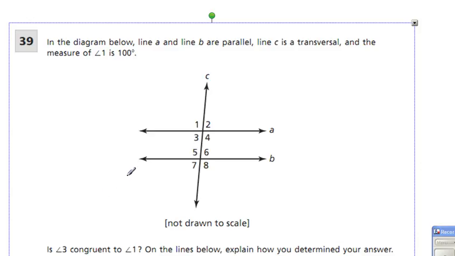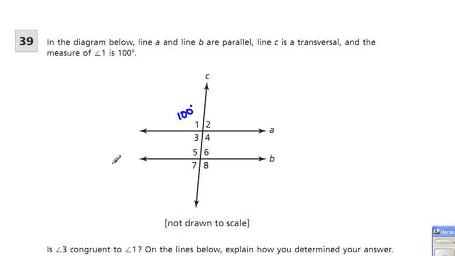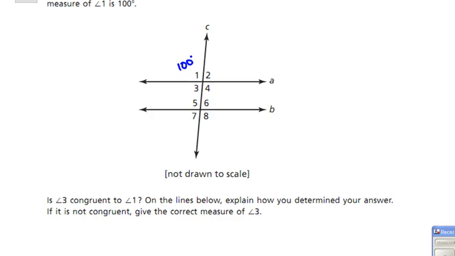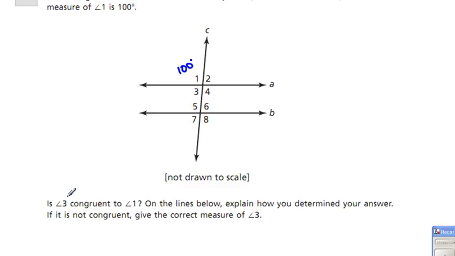Alright, we are almost at the end. Here, angle 1 is 100. Wow, they give you the same question over and over again. And first one is angle 3 congruent to angle 1? The answer is no, because they are supplementary, and when one angle is 100, this one would be 80, to make that 180 degrees. So explain how you would determine your answer. If it is not congruent, give the correct value. Oh, I guess we just did.